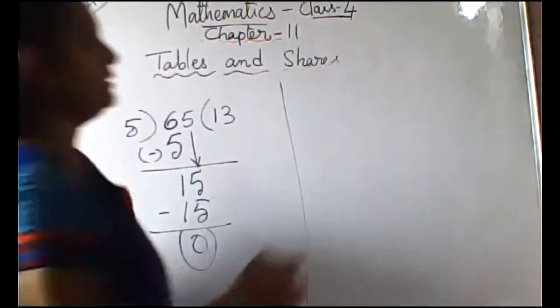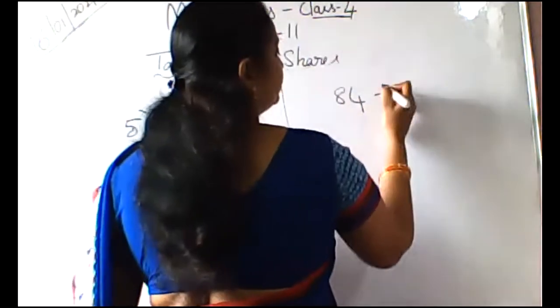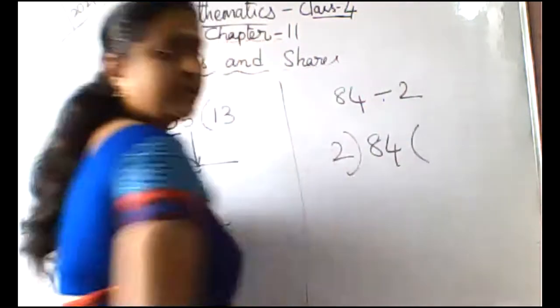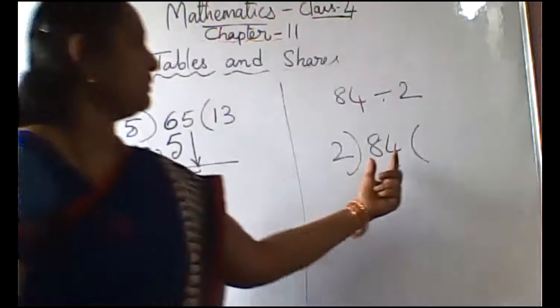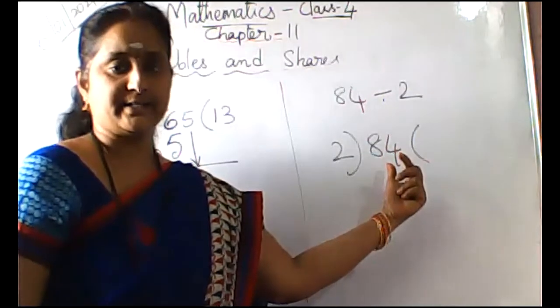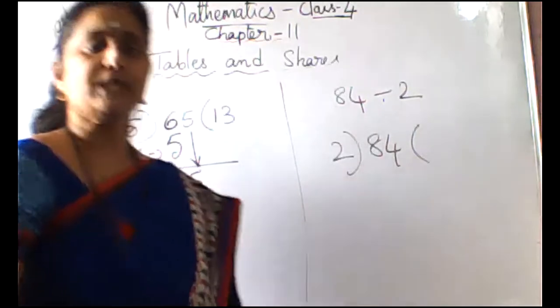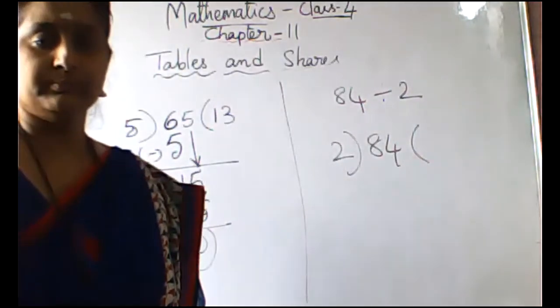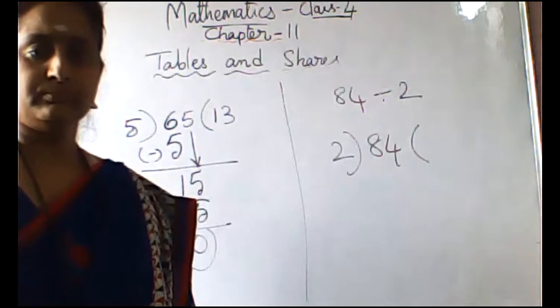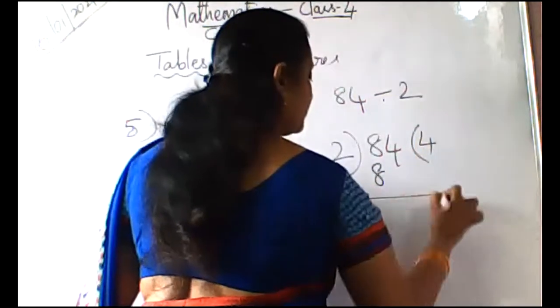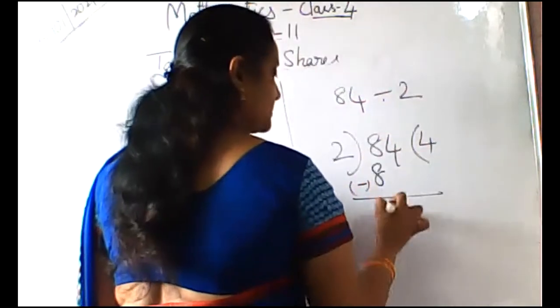Next. 84 divided by 2. First let us check the left digit. The first one, 8 it is. So 2 how many times will it go in 8? Where will you get 8 in the 2 table? 2 4s are 8. Very good. Do the subtraction. 8 minus 8, 0.